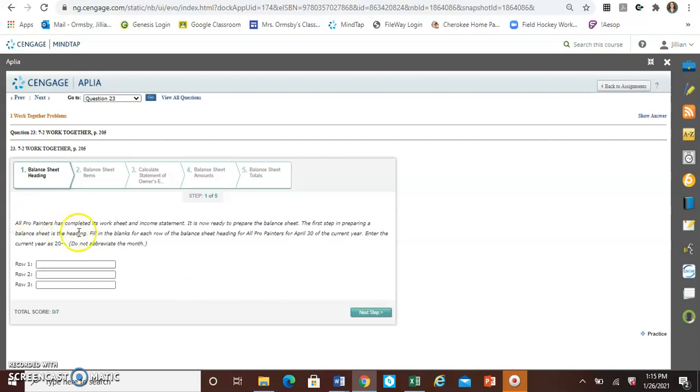It starts off by saying All Pro Painters has completed its worksheet and income statement. It is now ready to prepare the balance sheet. The first step in preparing a balance sheet is the heading. Fill in the blanks for each row of the balance sheet heading for All Pro Painters for April 30th of the current year. Enter the current year as 2000 dash dash.